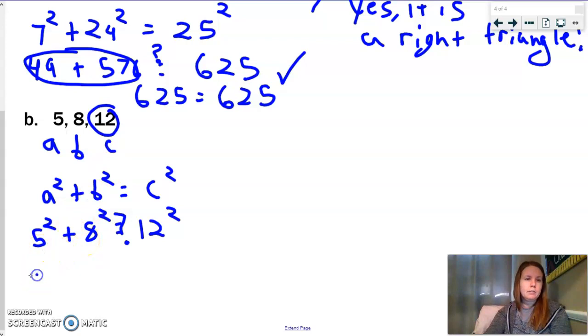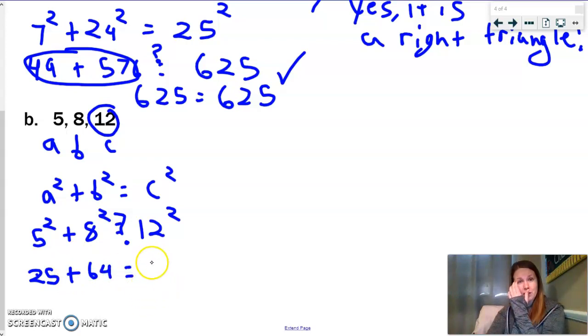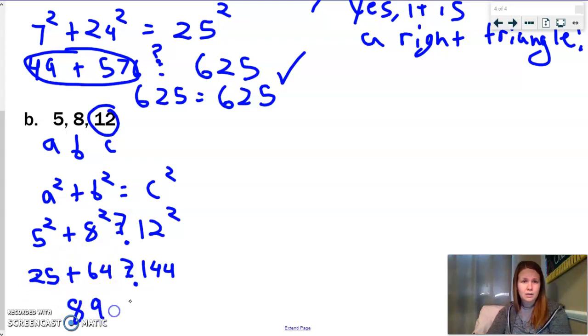Well, I know 5 squared is 25. I know 8 squared is 64. And I actually know 12 squared off the top of my head as well. 12 squared is 144. So if I add these together on this side, is that going to give me the same thing as on this side? We're not sure. That's why I'm putting this question mark over that equal sign, because I'm not 100% sure if that works or not. So 25 plus 64. I could actually easily add that one up. So 6 and 2 is 8. 5 and 4 is 9. Does 89 equal 144?